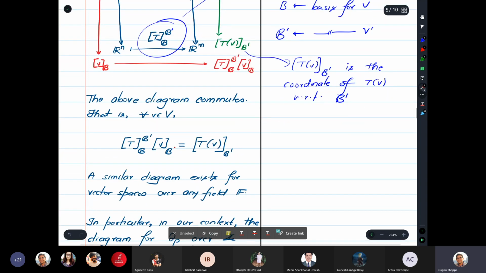So we choose B, we choose B prime, so we know this and we know this, right? Because if you know a linear operator, we know how it acts, right? So this information may be available to us, and what we are now interested in is, can we find a matrix that ensures that this relationship is true for all V?